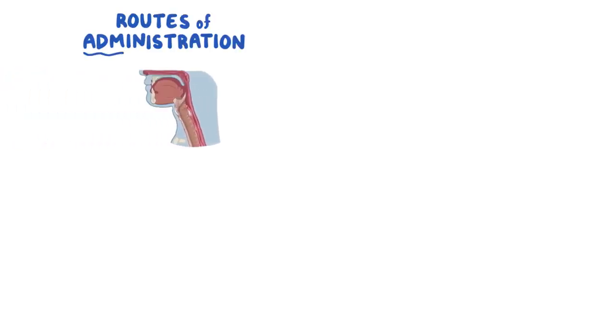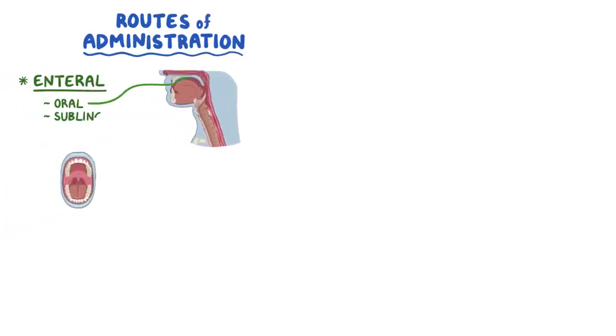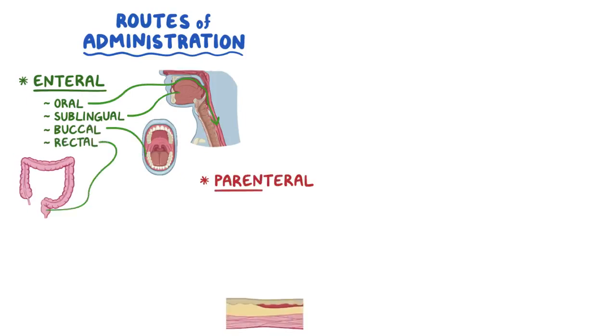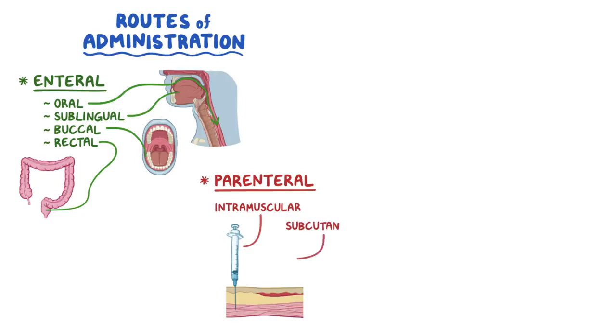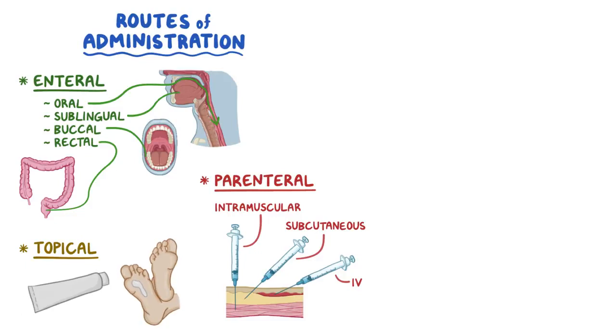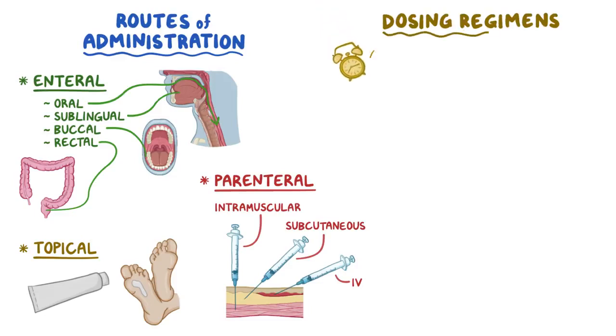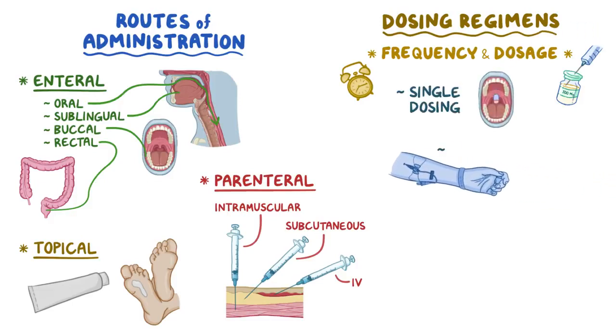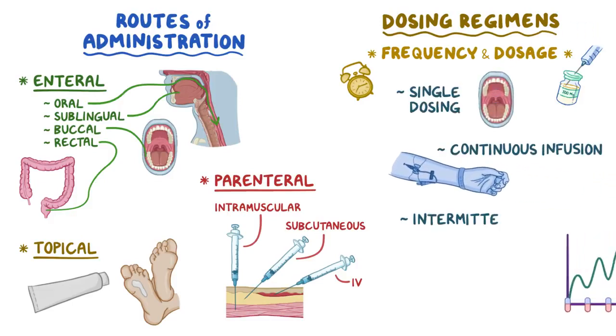Alright, as a quick recap. Routes of administration include enteral routes like oral, sublingual, buccal, and rectal administration, parenteral routes like intramuscular, subcutaneous, and intravenous administration, and topical or local administration. The choice between them mainly depends on the properties of the medication and the setting in which it's used. Dosing regimens determine the frequency and dosage of the medication, which include single dosing, continuous infusion, and intermittent dosing regimens.